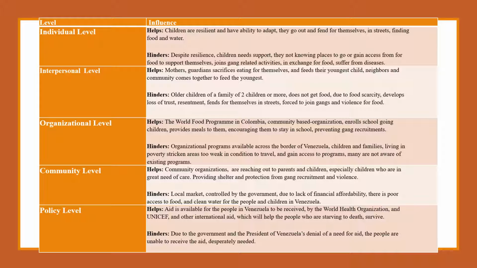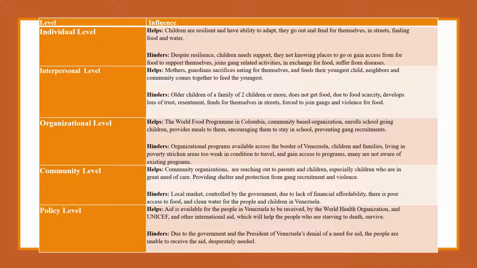At the organization level, the World Food Program in Colombo is providing food for school-going children. However, people who are in the poverty-stricken areas and who are weak, who cannot travel, are not able to get to the places and receive this help and service. At the community level, for children who are abandoned or parents who are abandoned, the community organizations are connecting with and collecting those people and providing them shelters.